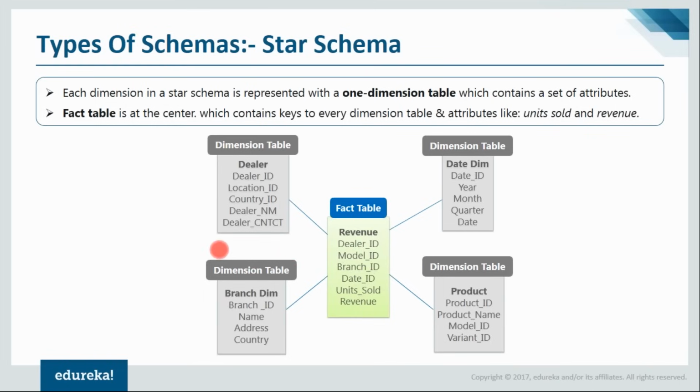So the primary key over here is branch ID, which cannot have duplicate values. The primary key here is model ID, which cannot have duplicate values, and here it's date ID, and here it's dealer ID, right? So these are the primary keys in the 4 different dimension tables, which cannot have duplicate values.